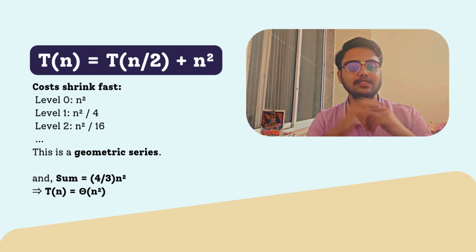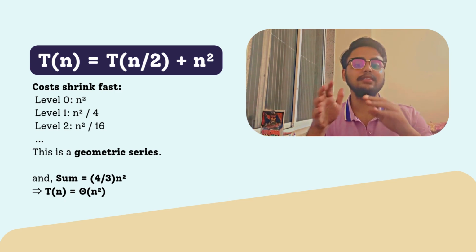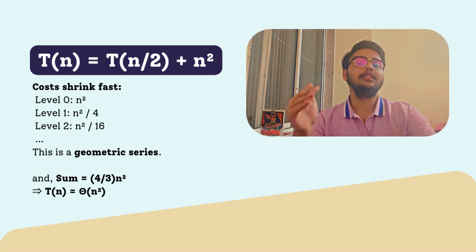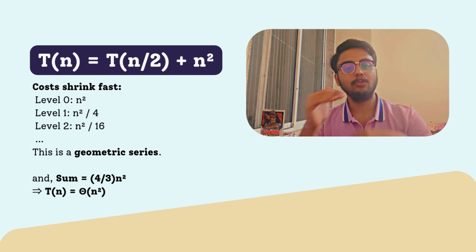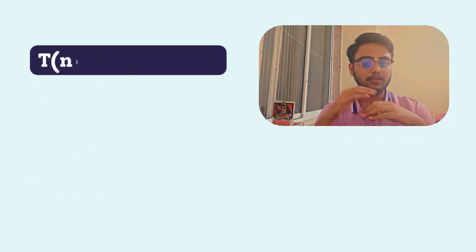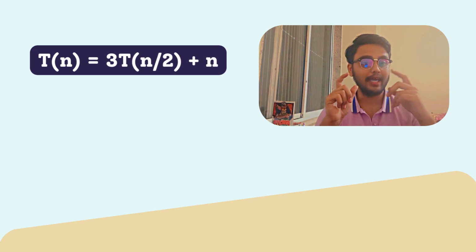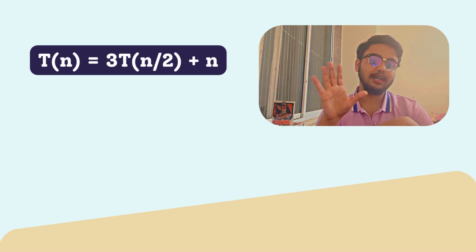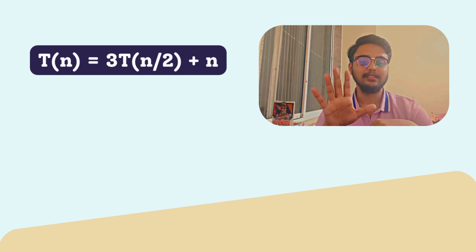theta of n square. Notice something, even though there are recursive calls, most of the work happens only on the top level. The lower levels shrink too fast. Moving on to the next subproblem. Now the next example is T of n equals 3 times T of n by 2 plus n. This recursion relation appears in divide and conquer algorithms like ternary merges.